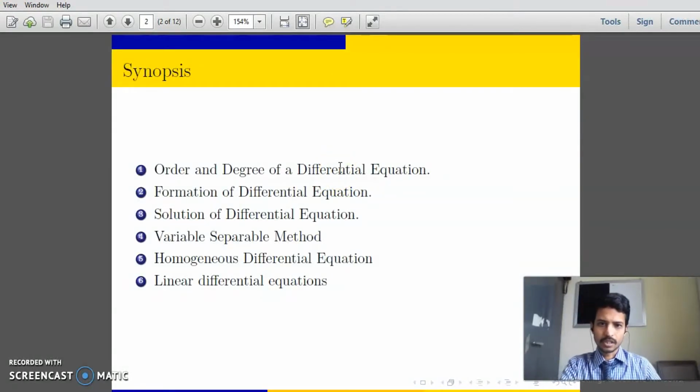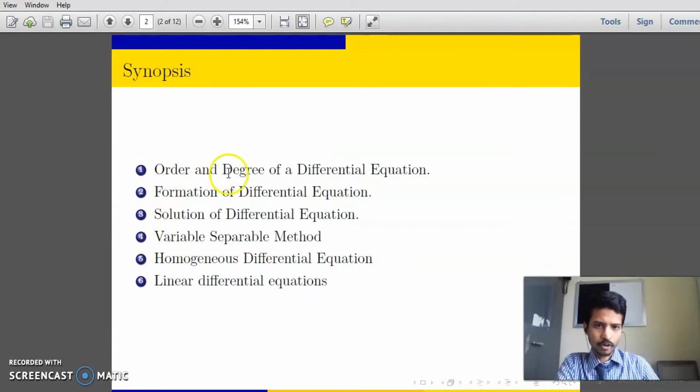First, I will go through the synopsis: the order and degree of differential equations, formation of a differential equation, solution of a differential equation, variable separable method, homogeneous differential equation, and linear differential equations. These are the points I try to cover, where a number of questions may appear in CET.